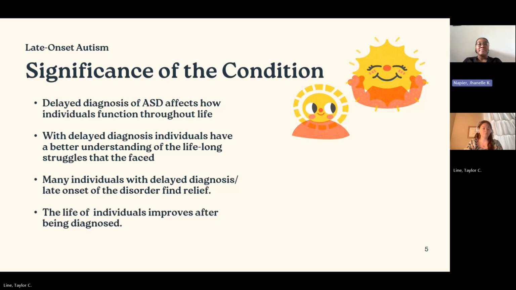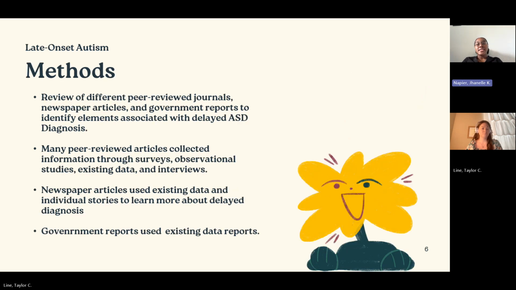Next slide, please. Now we're going to discuss the methods used within this presentation. So to dive into this topic, we reviewed different peer-reviewed journals, newspaper articles, and government reports to identify different elements associated with delayed autism spectrum disorder and delayed diagnosis and late onset.